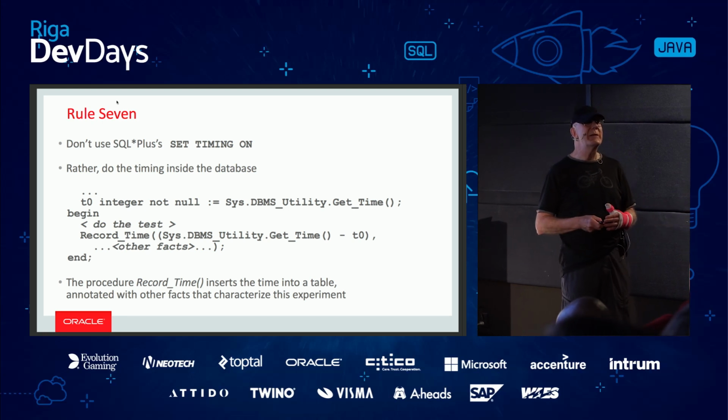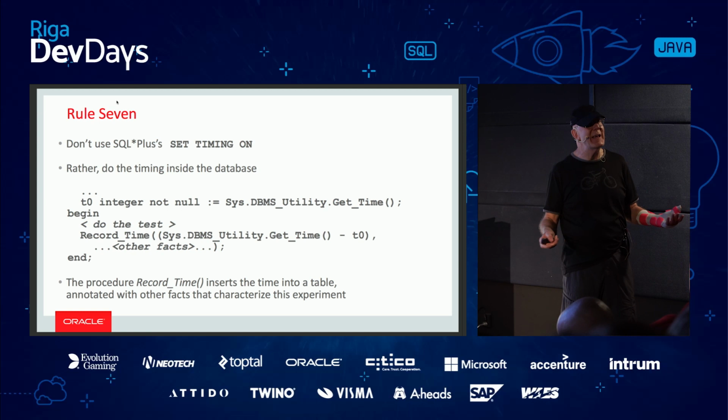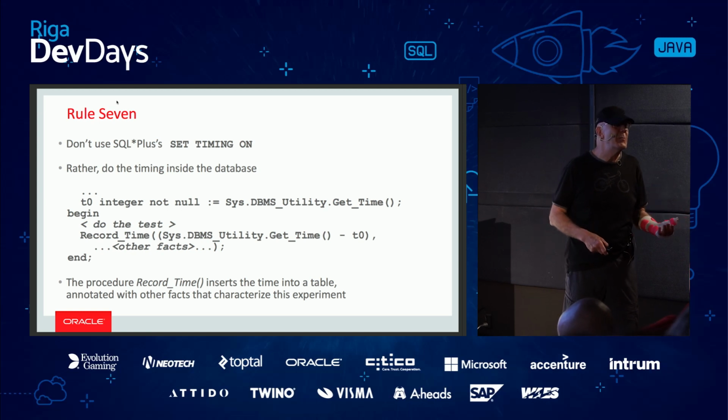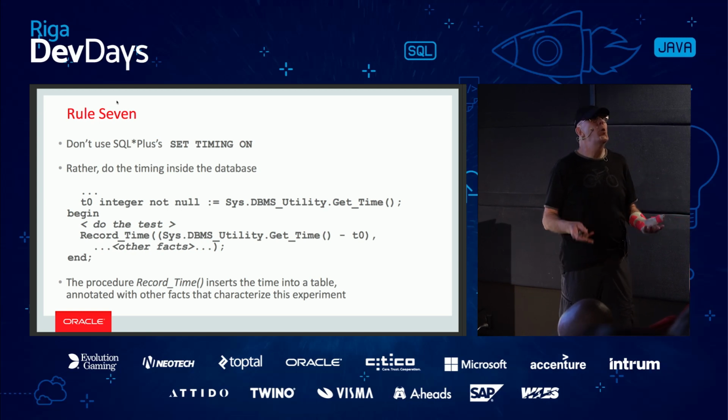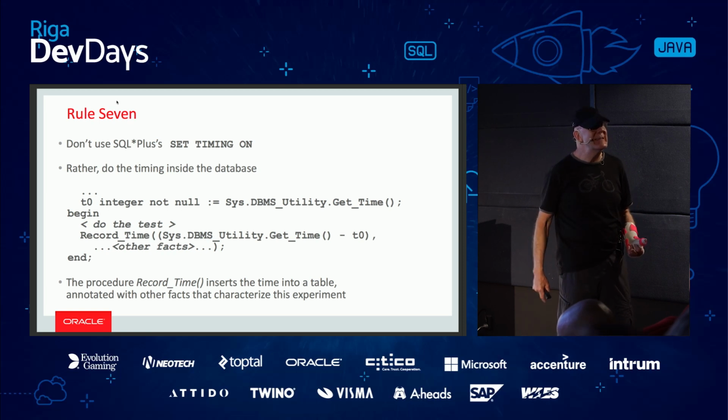Now, what clocks have you got in the database? You've got sysdate, you've got systimestamp, and so on. They all measure only wall clock time. You've also got DBMS utility get time and DBMS utility get CPU time. And those are the only matched pair that give you wall clock and CPU.